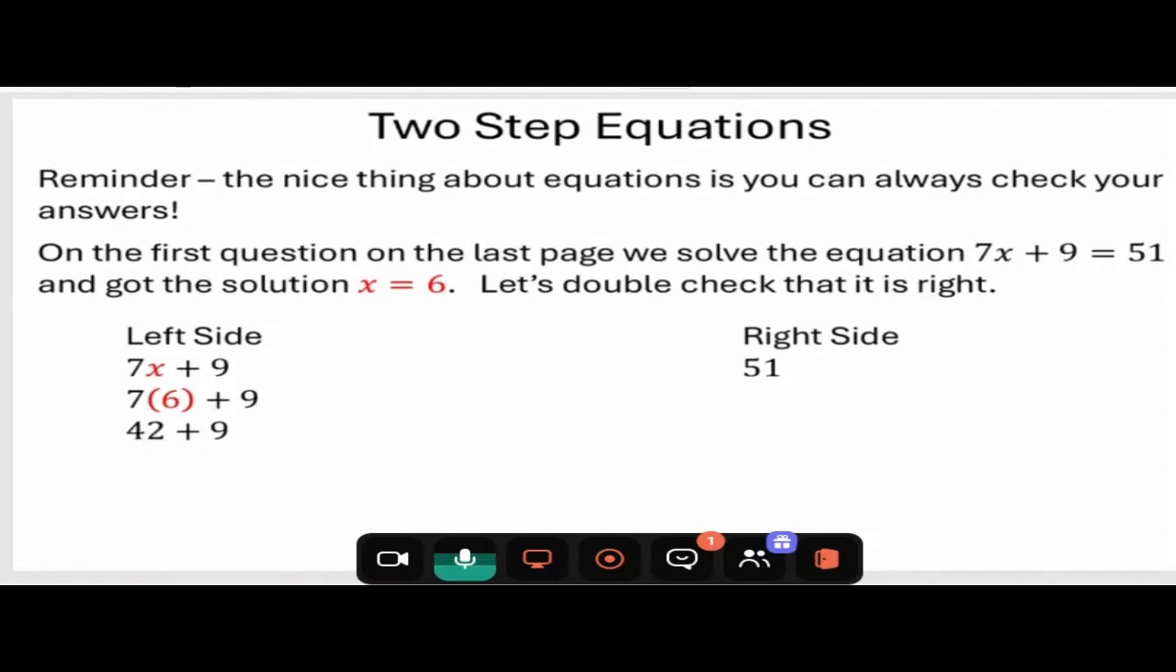7 times 6 is 42. 42 plus 9 is 51. Perfect. Our answer does work. It does make the left side equal the right side.